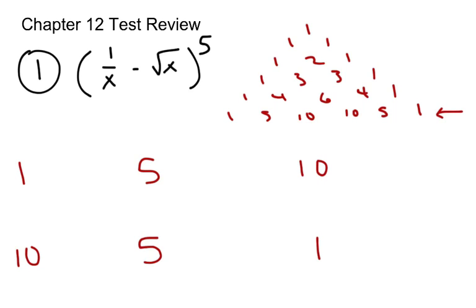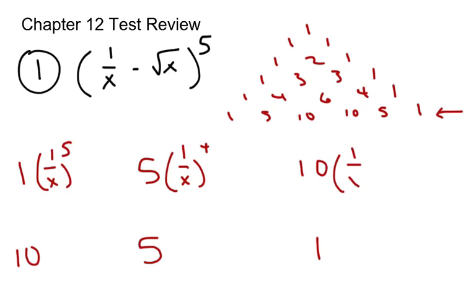And then I'm going to start with the first term, 1 over x. So it should be 1 over x to the 5th, 1 over x to the 4th, 1 over x to the 3rd, 1 over x squared, 1 over x to the 1st, and the last term has no 1 over x, because it's 1 over x to the 0 power, which is 1.